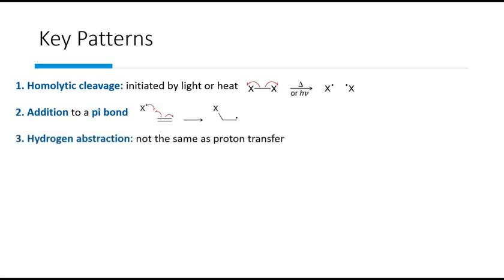3. Hydrogen abstraction. This is not the same as a proton or H+ transfer. Rather, it is H with 1 electron making a bond with a radical, resulting in the release of a new radical. 4. Halogen abstraction. A diatomic halogen may undergo a reaction with the radical, resulting in a halide radical.